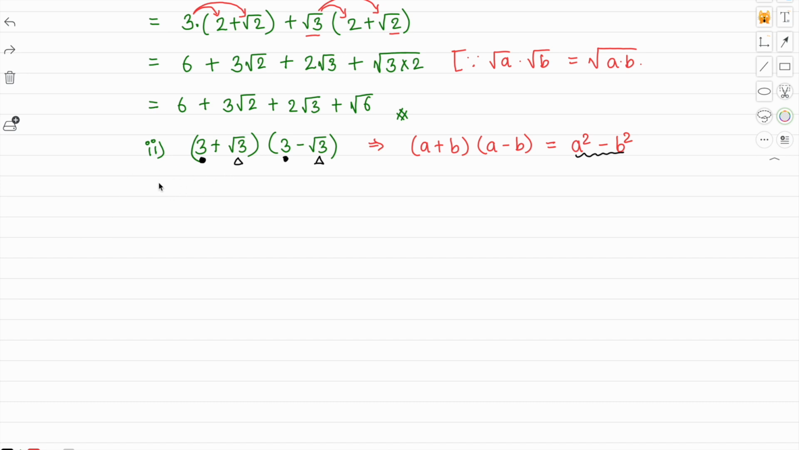Now what are we going to get when we use that particular formula? We are going to get our a square is going to be 3 square, and then we have our minus in the formula, and our b square is going to be root 3 whole square. Okay, so we have our b as root 3, and that's why our b square is going to be root 3 whole square. In our next step we have 3 square is 9, minus root 3 square is actually 3.